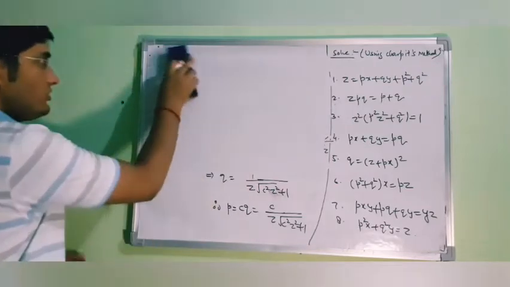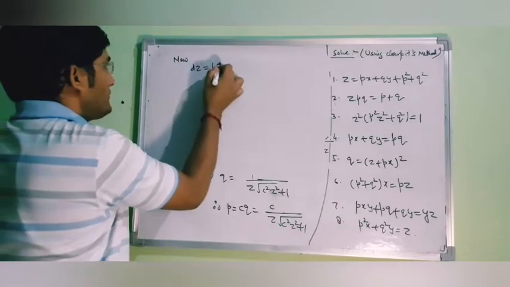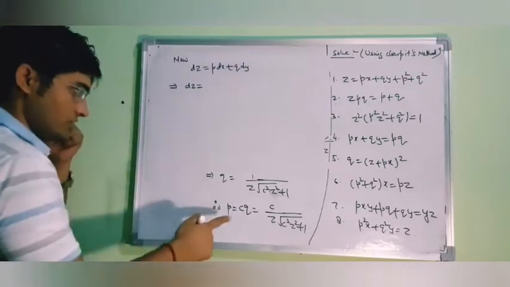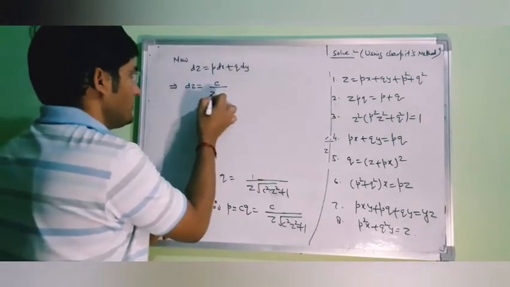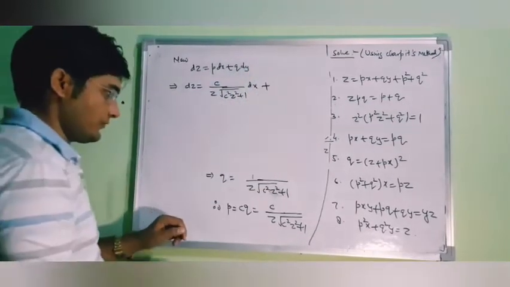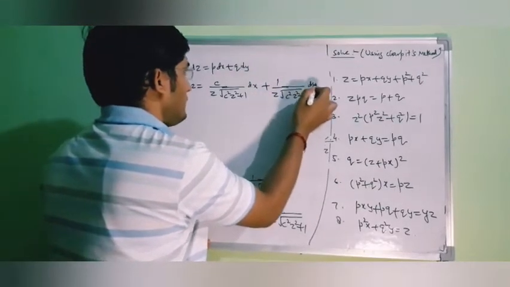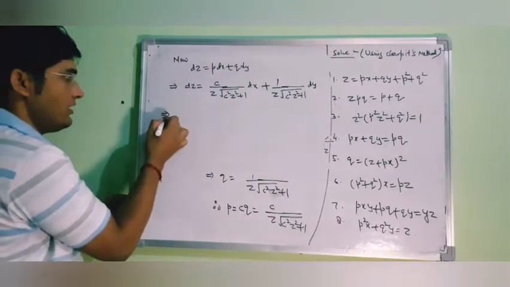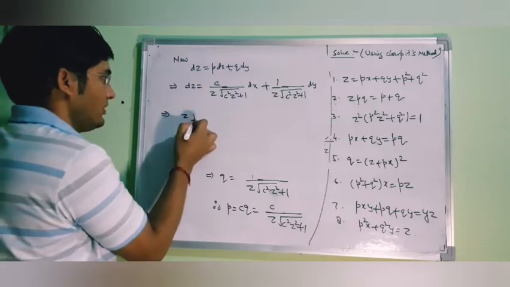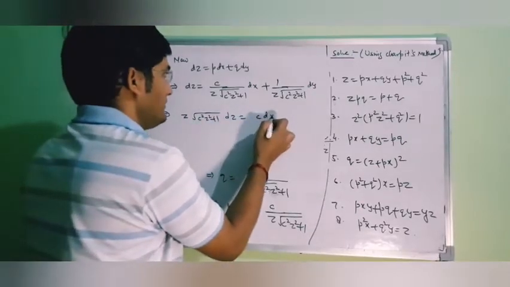Therefore, using now dz equal to p dx plus q dy. So from here we will get dz equal to p, which is c upon z under root c square z square plus 1, plus q into dy. Now if you take this term common, then we will get z into under root c square z square plus 1 into dz equal to c dx plus dy.